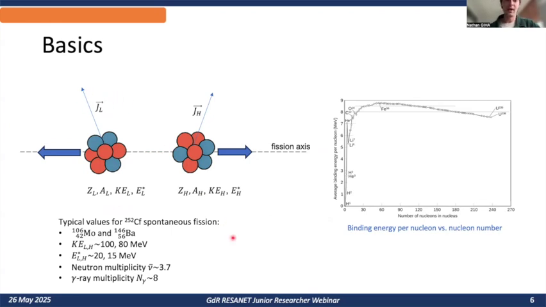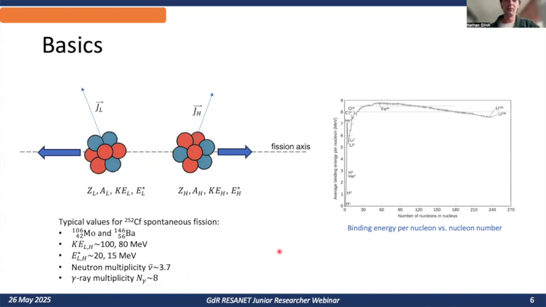And for californium-252 spontaneous fission, and these values will be somewhat similar for low energy fission of other actinides, you might have fragments that look like this: molybdenum, barium, kinetic energies on the order of 100 MeV or a little less, a little more. Excitation energies, you can have tens of MeV of that. And in a given fission event, you might get 3 or 4 neutrons, sometimes 0, sometimes a lot more. And similar for gamma rays, 8 is about the average.